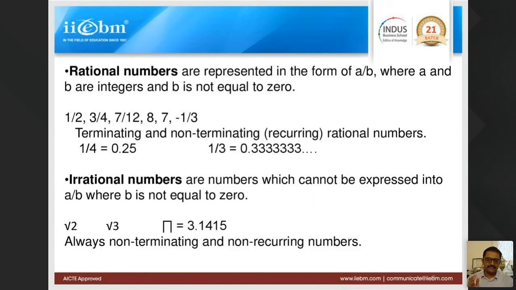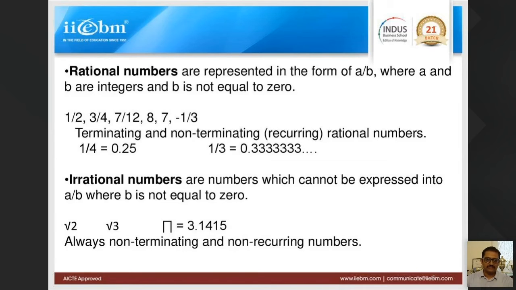If any number can be represented in the form of a by b, wherein b is not equal to 0, then automatically this number can be called a rational number. So what are the examples? Like I have mentioned here, 1 by 2. So our a is 1, b is 2. 3 by 4, where a is 3 and b is 4, that is, the numerator is 3 and the denominator is 4. 7 by 12. Even we can include negative numbers. Why? Because integers include negative numbers also, like in the previous slides we have seen. So minus 1 by 3 is also a rational number.